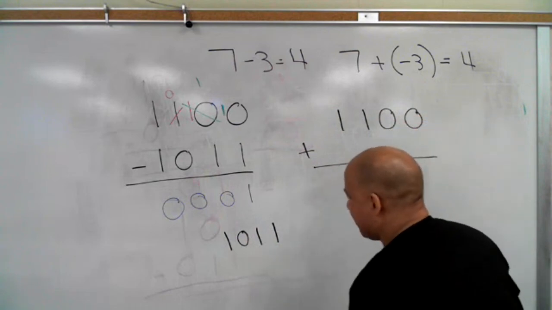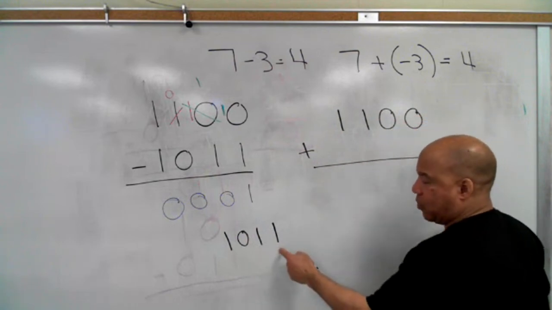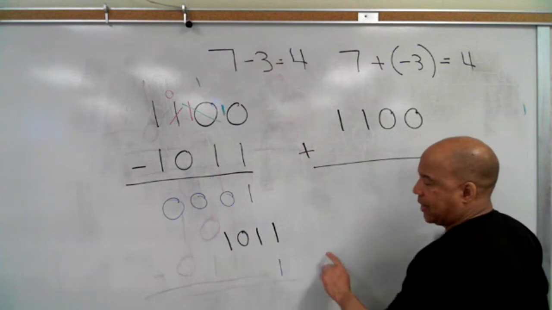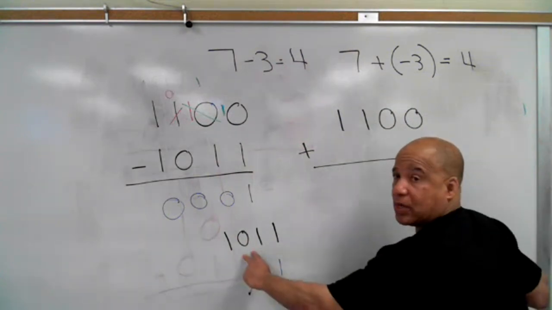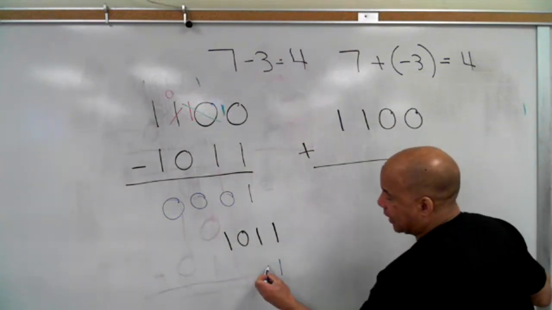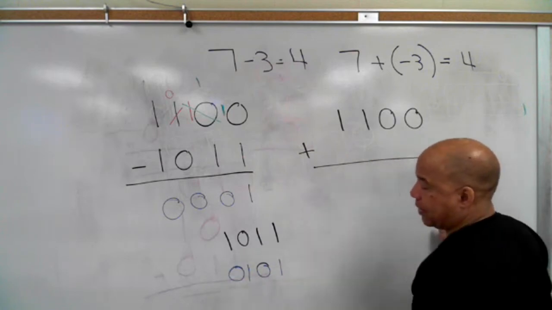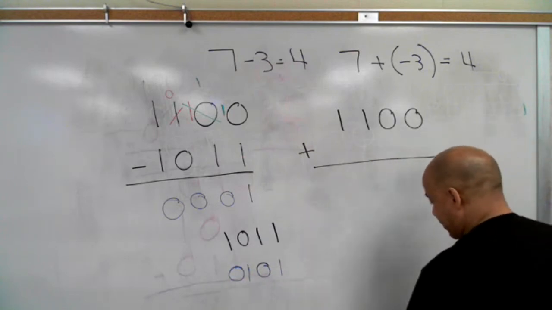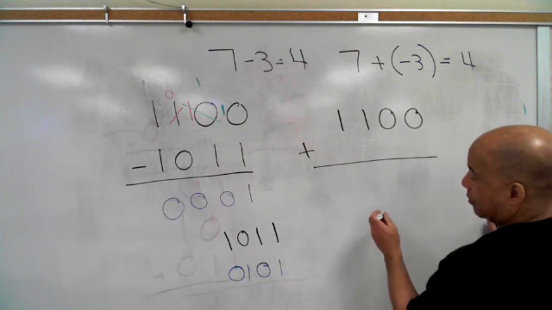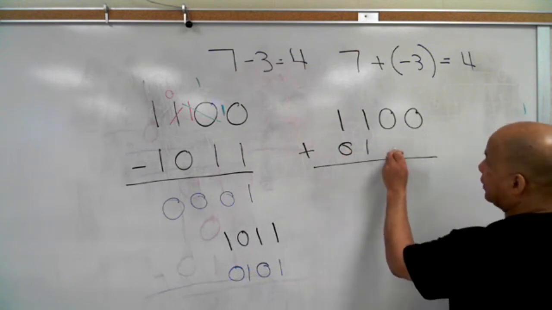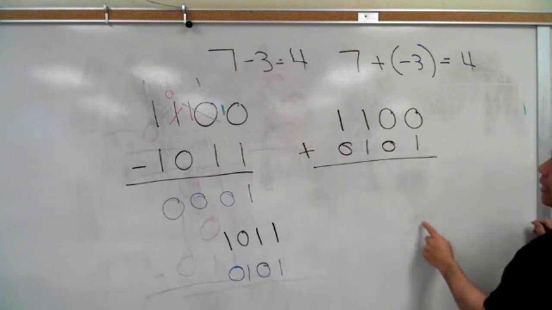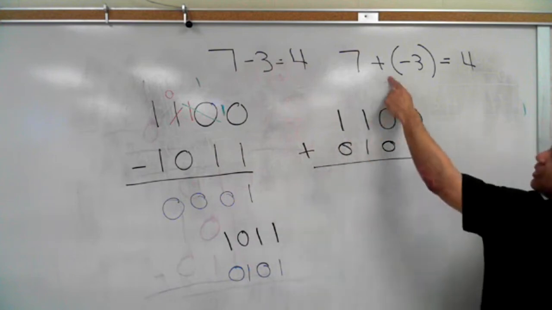2's complement says that up to and including the first one, you leave it. And everything after the first one, you take the 1's complement. So that goes to a 0, that goes to a 1, that goes to a 0. So I'm going to add to this 0, 1, 0, 1. And now I'm not subtracting anymore, I'm doing this.